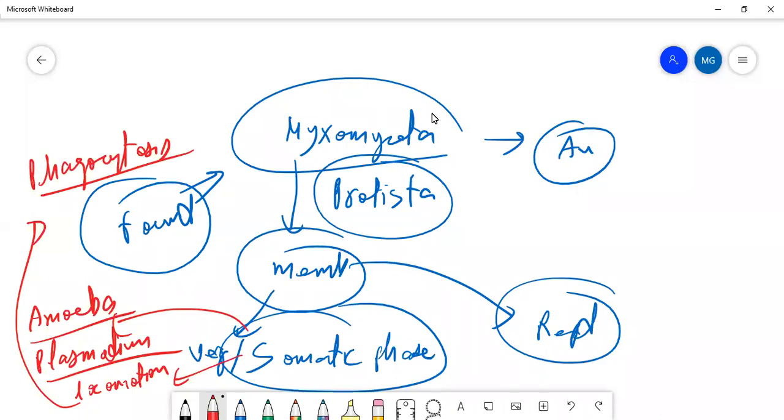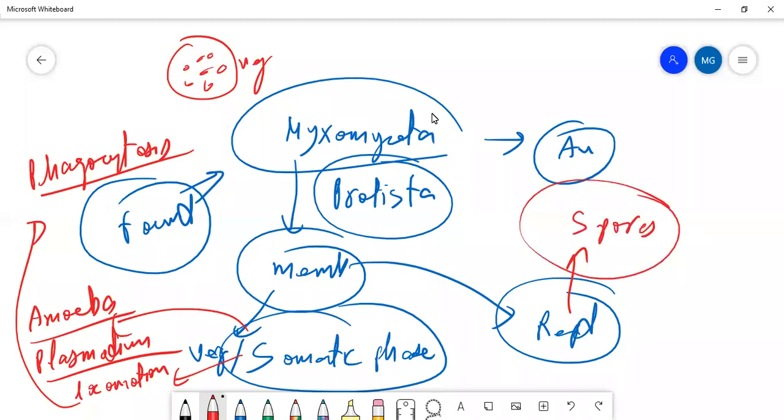Okay. When I say plasmodium, matlab ye jo vegetative structure hai, under certain conditions it becomes multinucleate, and then we call it plasmodium. Is this very clear? So somatic structure is very similar to certain protozoa. And that is why we can keep the members of myxomycota under the animals, we study them under animals. Now, in the reproductive phase, it basically reproduces by means of spores.